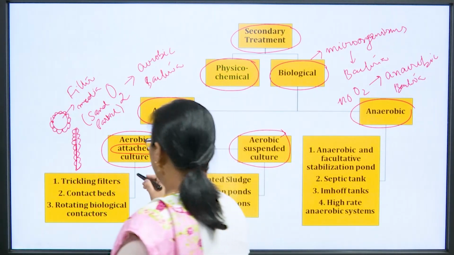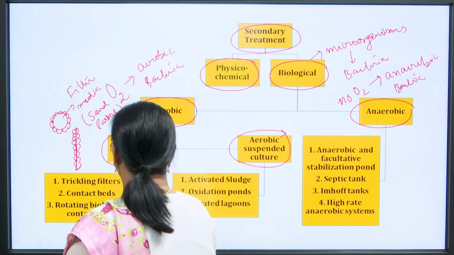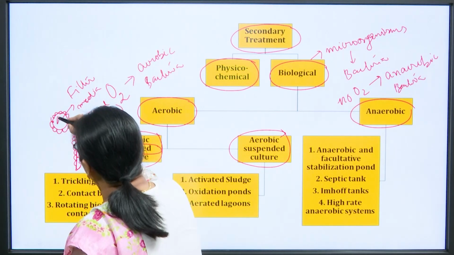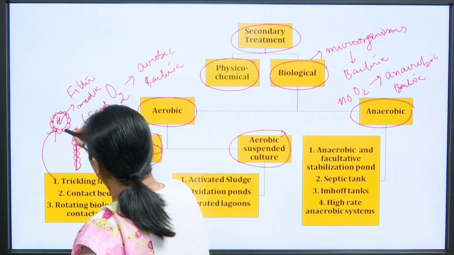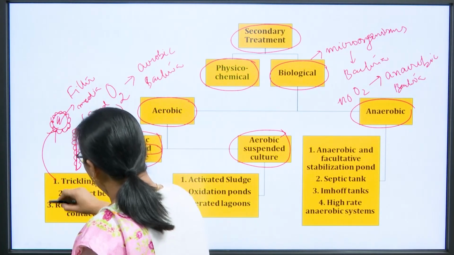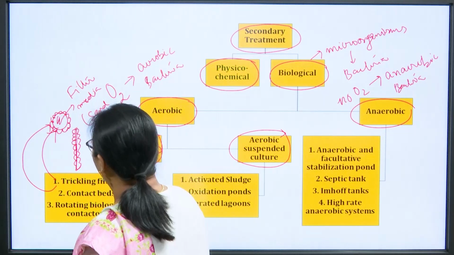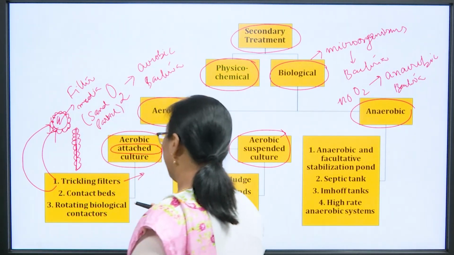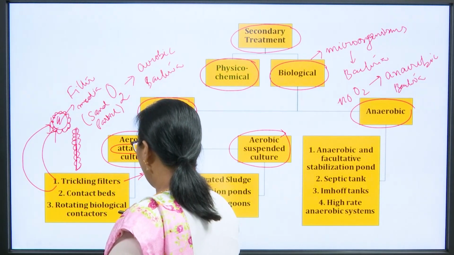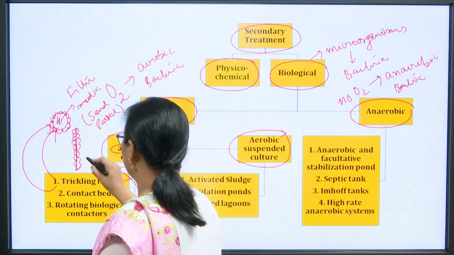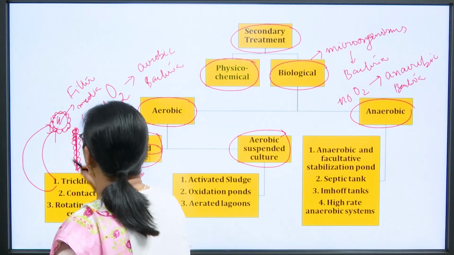As you can see, we have trickling filters. In trickling filters we will have this filtering media, and the bacteria will be sticking to this media. Then we will have contact beds. Contact beds also have filtering media, right. And then we will have rotating biological contactors. Here we will have sheets, and the bacteria will be attached to these.